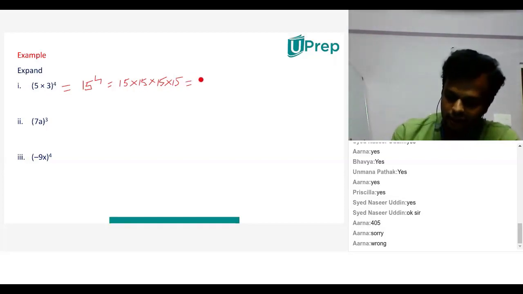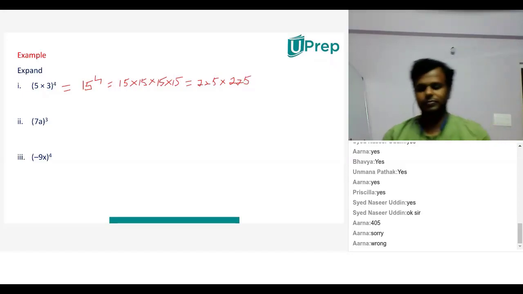And children, you know what the value of this is. It is 225 into 225. A very big value. You have to multiply and get the answer.